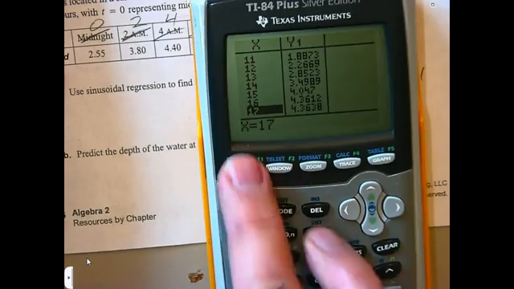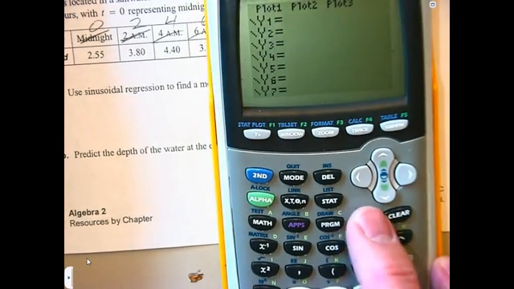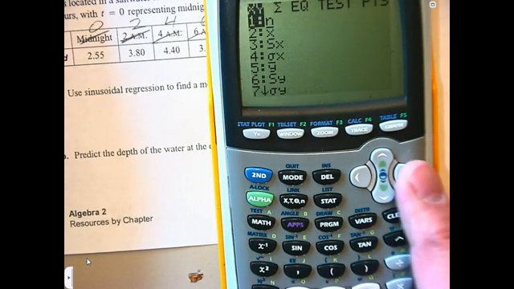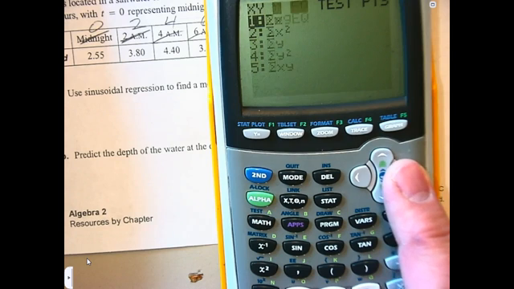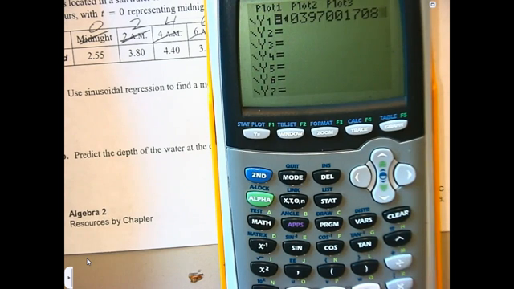Once again, let me walk through the y equals again. It's bars, option 5, statistics, over to equation, EQ, and option 1. Make sure you are in radians. If you're not in radians, it's going to be bad for you. You stay in radians unless they tell you otherwise.